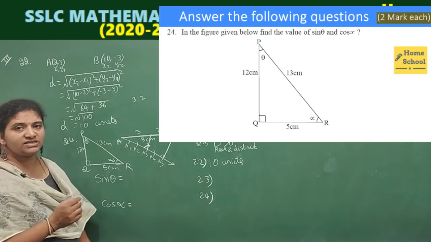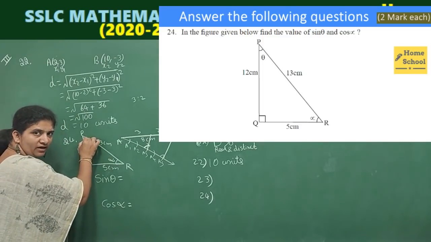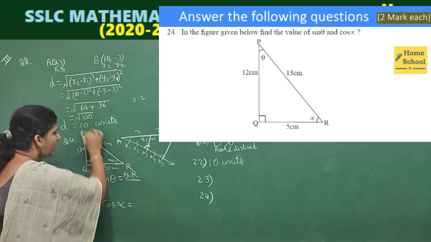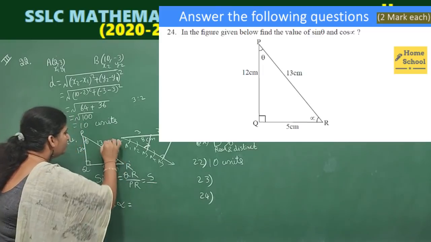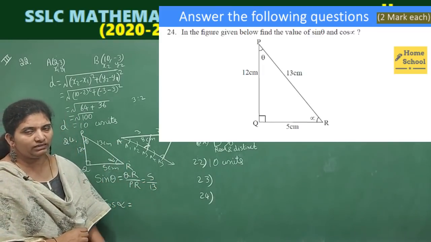Sine ratio. What is sine theta ratio? Opposite by hypotenuse. Your angle is here. For this, opposite side is QR. Opposite by hypotenuse PR. QR value is 5. PR value is 13. Therefore, sine theta is equal to 5 by 13.